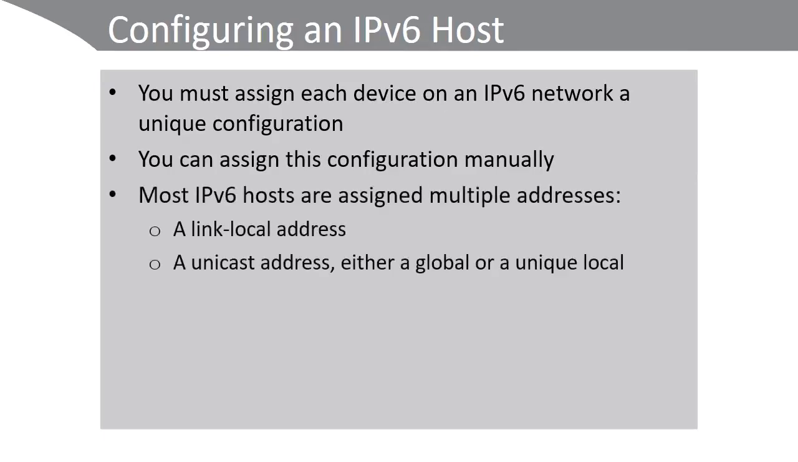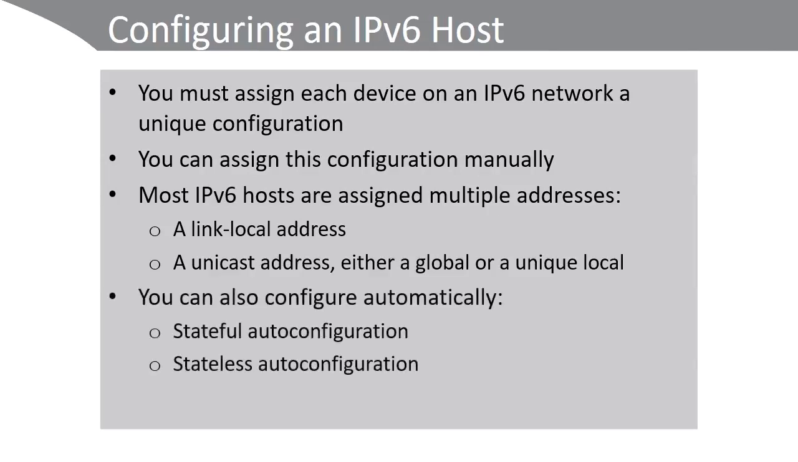Most hosts are assigned multiple addresses: a link local address and a unicast address, which is either global or unique local. You can also configure automatically by using stateful autoconfiguration, in other words, a DHCP version 6 scope on a DHCP server, or stateless autoconfiguration, where router announcements are used by hosts to determine the appropriate IPv6 configuration. In other words, they listen to packets coming from the routers, see what network address is configured within those packets, and use that network address. They then use a mechanism to determine a unique address within that network.